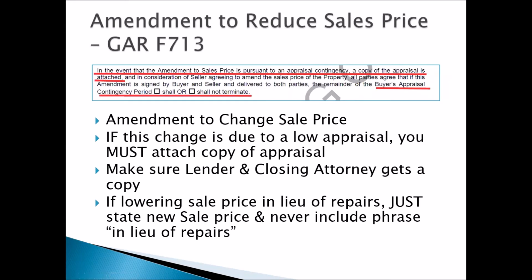All right, amendment to reduce the sale price. Basically this is an amendment you're going to use if the buyer and the seller agree to negotiate a new sale price. So a lot of times, instead of an amendment to address concerns, buyer will say, look, I don't want you to fix anything because I know you're not going to fix it to my satisfaction, or it's not going to be fixed in a timely manner or whatever. So instead of you fixing stuff, I found a whole bunch of stuff. Instead of doing that, just change the sale price and give me a lower sale price, or negotiate in different closing costs.